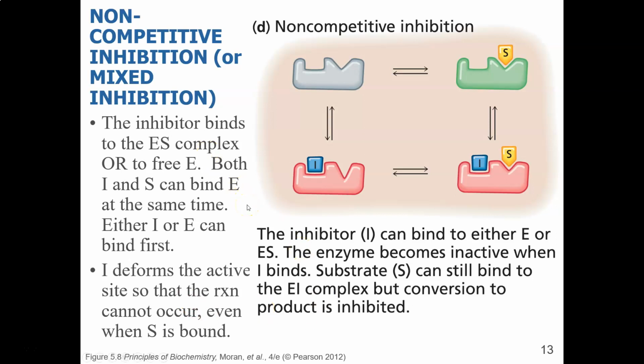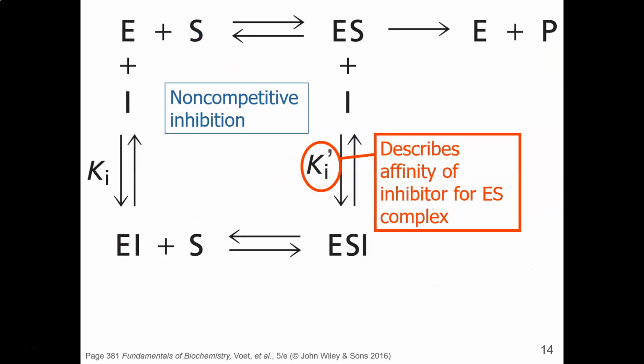So whereas a competitive inhibitor only binds to enzyme, and an uncompetitive inhibitor only binds to enzyme substrate complex, a non-competitive inhibitor can bind to both free enzyme and the enzyme substrate complex. So here, if we look at our graphs again, the inhibitor can bind to free enzyme, or the inhibitor can bind to the enzyme substrate complex. So an enzyme substrate inhibitor complex is possible.